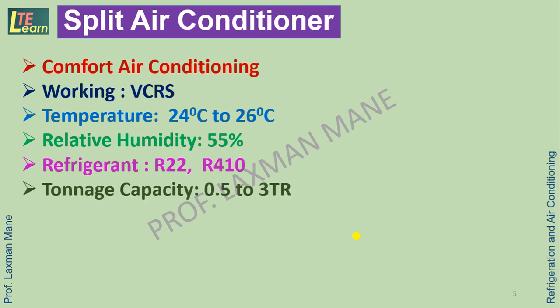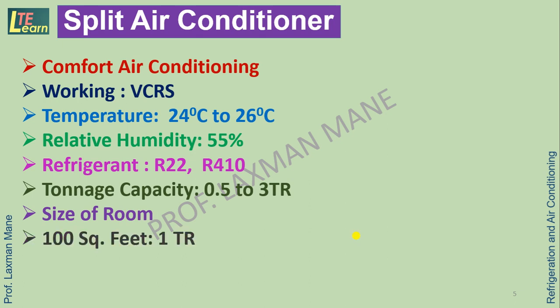Split air conditioner is available under the tonnage capacity range of 0.5 to 3 TR. For size of room of 100 square feet, about 1 TR split air conditioner is recommended.